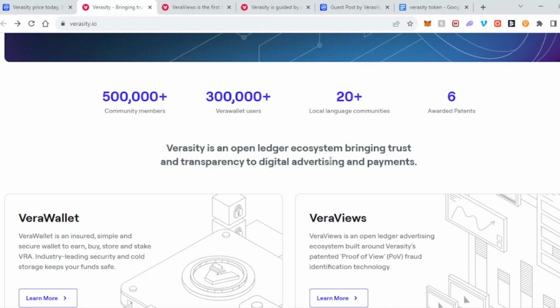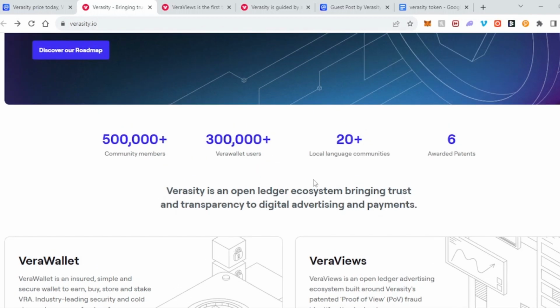So basically what Verasity is all about is they are trying to solve a huge problem in the digital space at the moment, and this is of course digital advertising fraud. If you didn't know, in basically all aspects of social media or digital advertising, no matter where it is, there is a lot of digital advertising fraud at the moment.